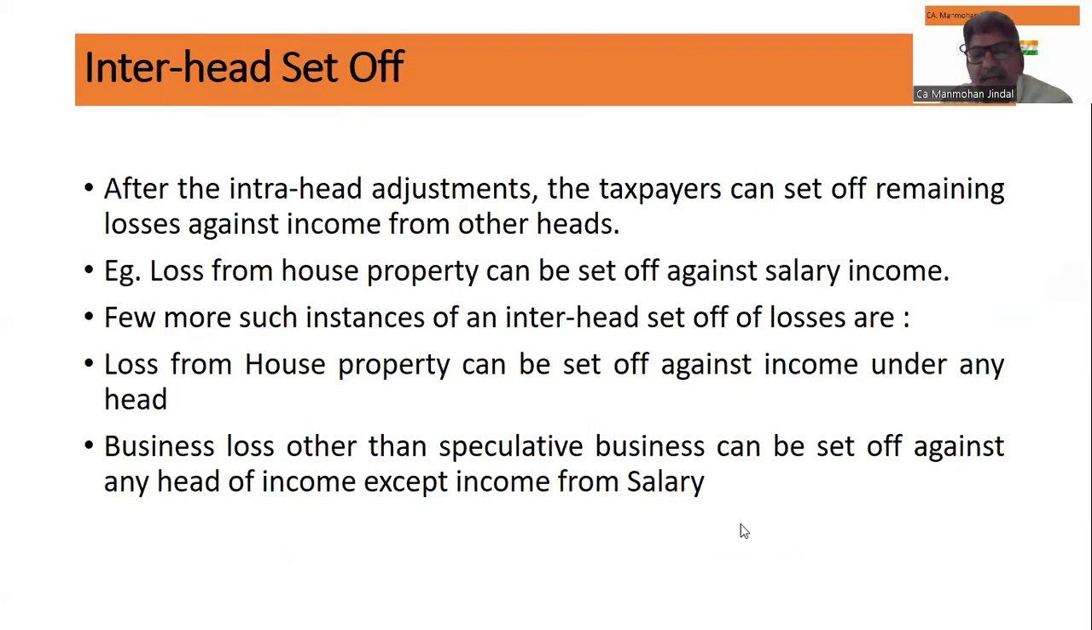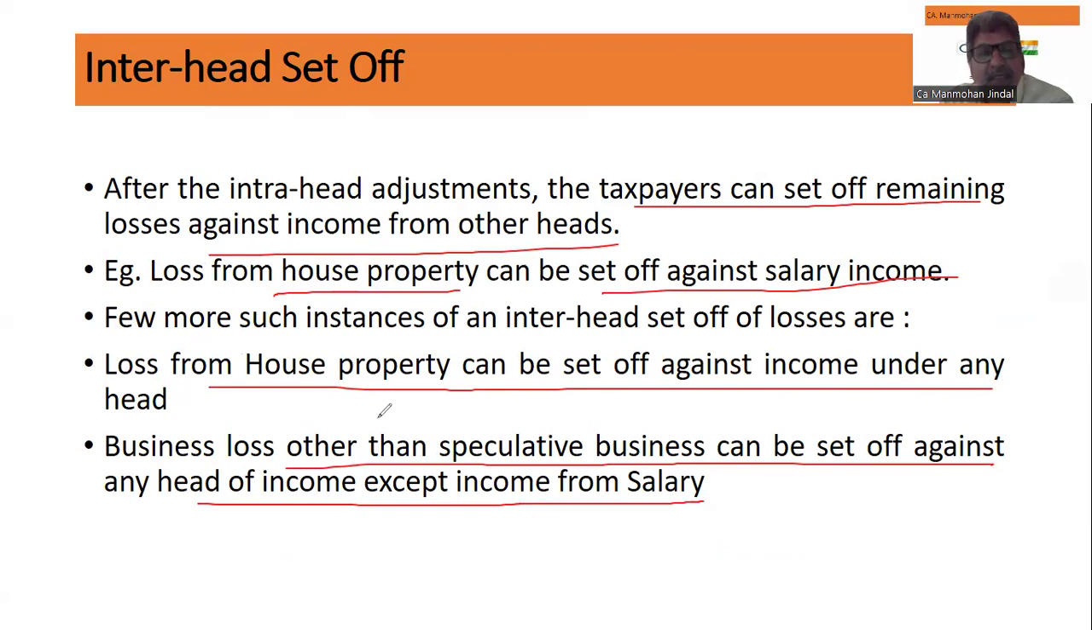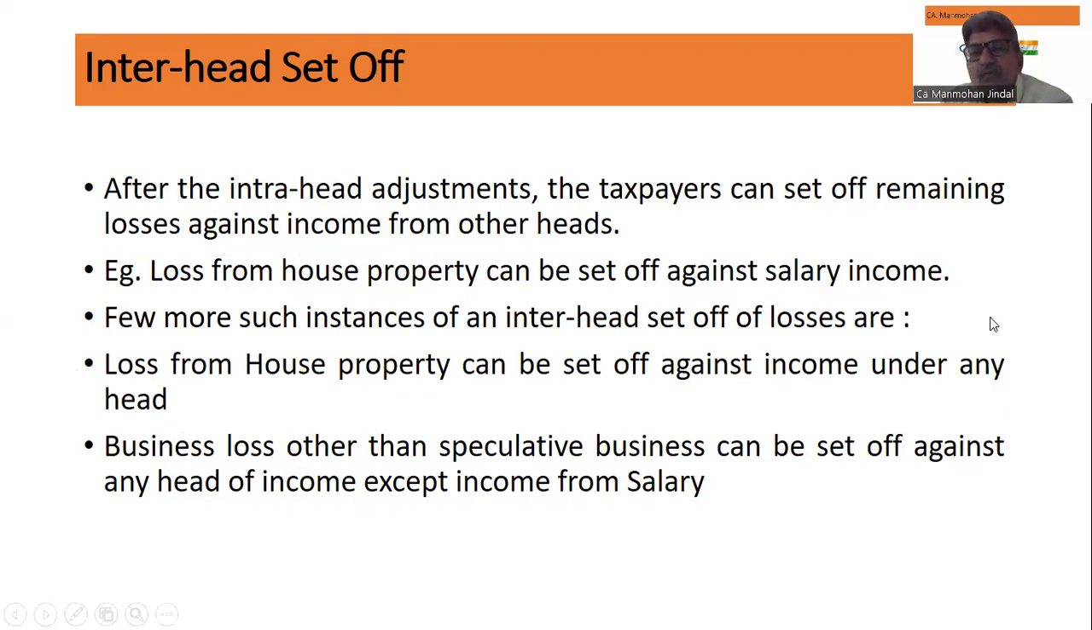Now, interhead means दो हेड अलग अलग हैं तो कैसे एडजस्टमेंट हो. Taxpayer can set off remaining losses against the income from other heads, means loss from house property can be set off against the income under any other head also. But business loss other than speculative business can be set off against any head of income except salary. बिजनेस अदर देन दिस स्पेकुलेटिव बिजनेस है जो हम ऊपर देख चुके हैं. स्पेकुलेटिव बिजनेस का लॉस तो स्पेकुलेटिव बिजनेस से ही पूरा होगा.